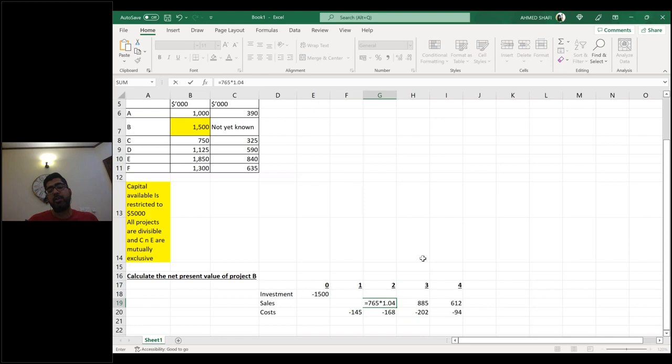Since it's year two, you need to inflate it by 104% two times. So 765 into 104%, into 104%, the value would be 827.424. Either you can do this. 765, obviously 4% per year, so you need to apply inflation two times because it's year two. In year one, we applied one time. In year two, 4% per year.